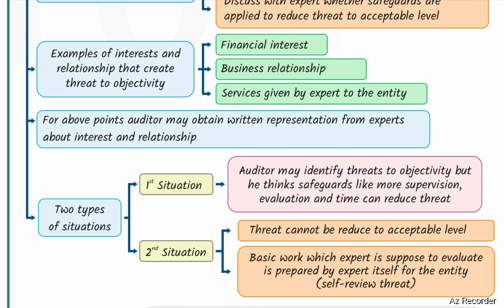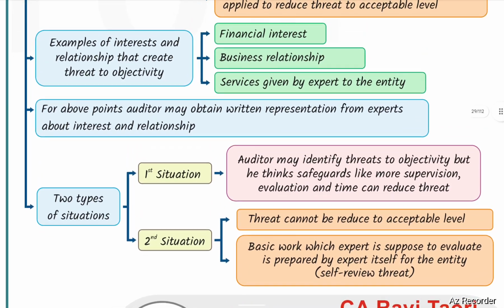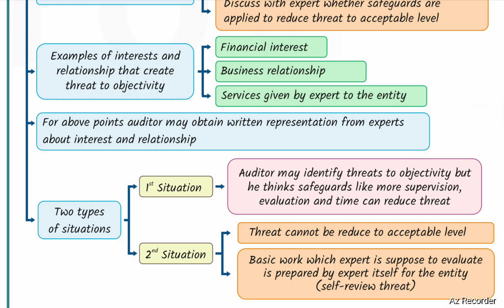Two types of situations. Situation number one: the auditor may identify threats to objectivity, but he thinks safeguards like more supervision, evaluation, and time can reduce the threat. Second situation: the threat cannot be reduced to an acceptable level. The basic work which the expert is supposed to evaluate is prepared by the expert itself for the entity. This is a self-review threat.